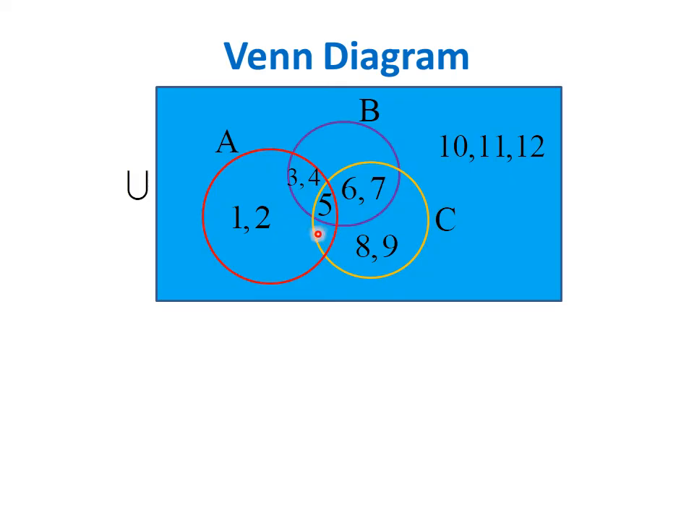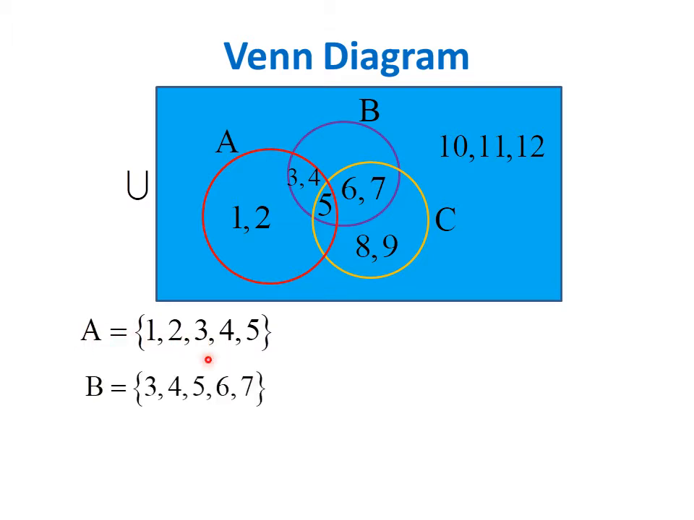Let's say we are given this Venn diagram. Let's write the elements of each set. The elements of set A are all the numbers within the red circle. So we have 1, 2, 3, 4, 5. Therefore, set A has the elements 1, 2, 3, 4, 5. How about set B? Inside the purple circle, we have 3, 4, 5, 6, 7. So these are the elements of set B.